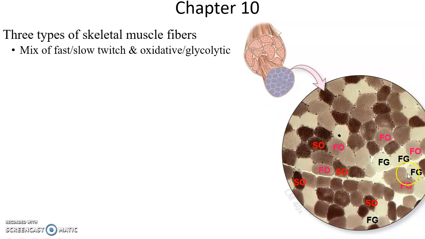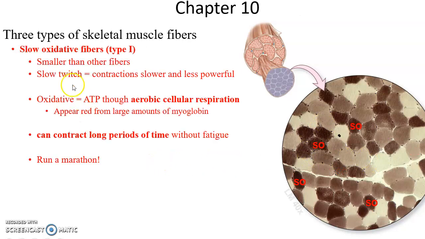So here you can see this lovely image of a skeletal muscle that's been transversely cut. You can see the lighter color, the slightly darker color, and the very dark color. So we have the slow oxidative fibers. Slow oxidative fibers are very red because they are oxidative. They are slow twitch, so their contractions are slower and less powerful, but they can last for a long time from all the energy generated by aerobic cellular respiration. So you can have long contractions without fatigue, but not as powerful. So these might be the fibers most important for, say, running a marathon or keeping muscles for posture constantly contracting.